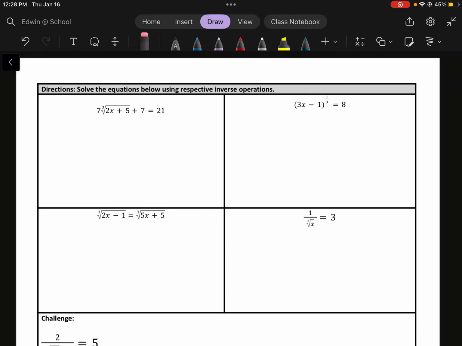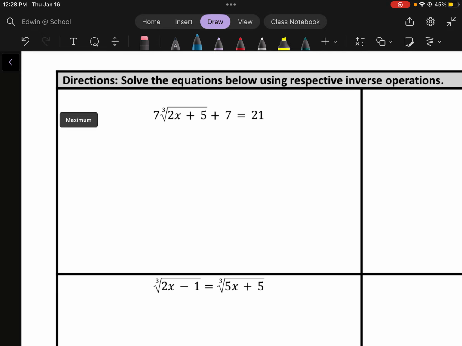We're going to continue with these types of problems. Hopefully we kind of understand what the point of this is. We're trying to solve for x, and we got to manipulate the equation so that we can have x by itself. So I see this equation, and I always just want to isolate the radical. So if I subtract 7 on both sides, I'm going to end up with 7 times cube root of 2x plus 5 is equal to 14.